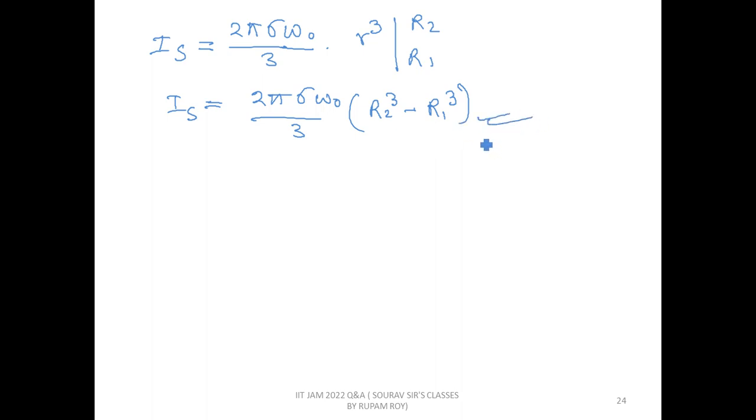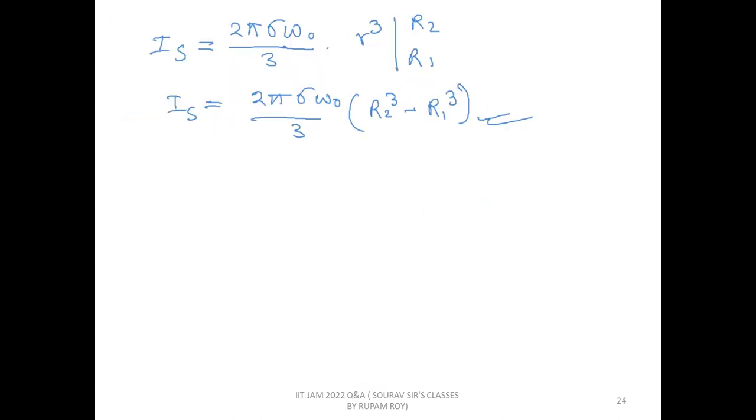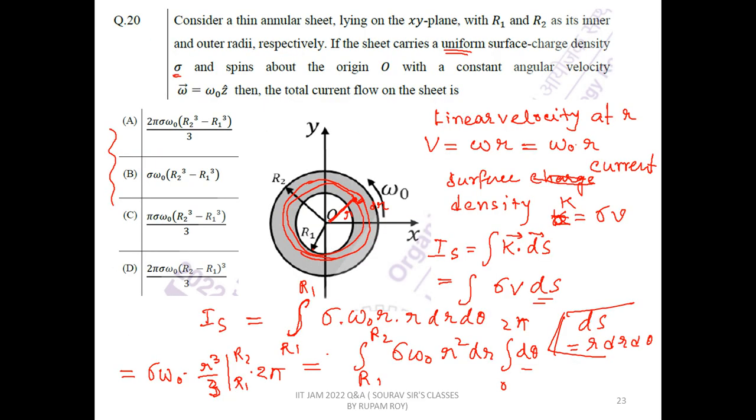So let us check which option is correct. We have 2 pi sigma omega 0 by 3 into r2 cube minus r1 cube. This matches option A. So option A is correct.